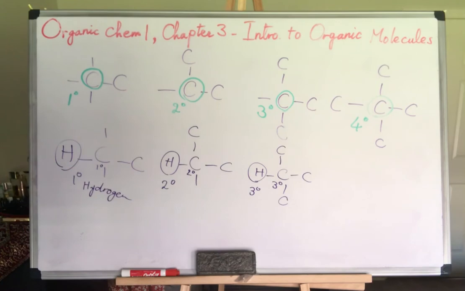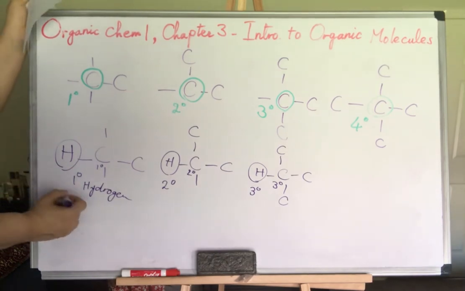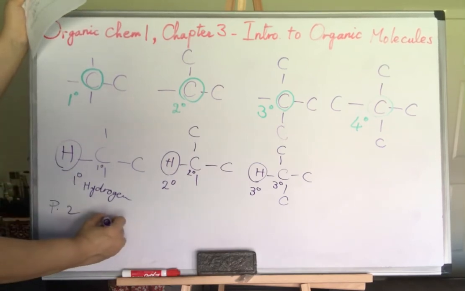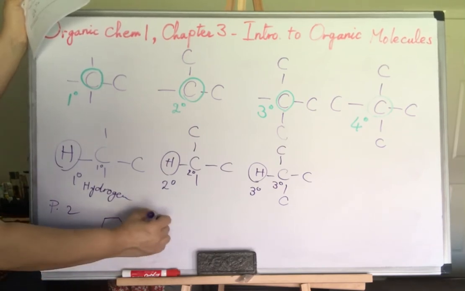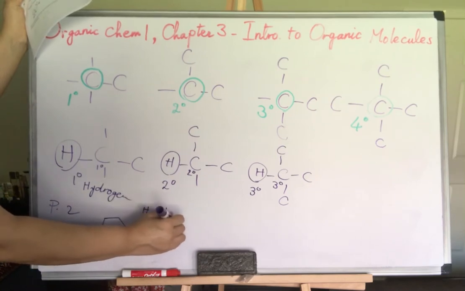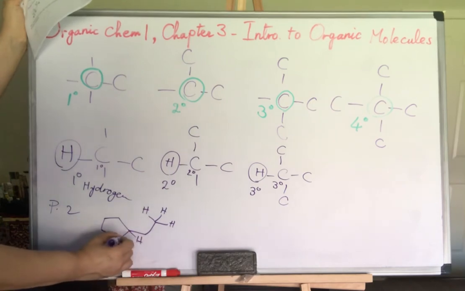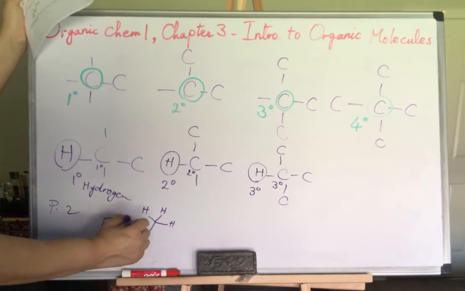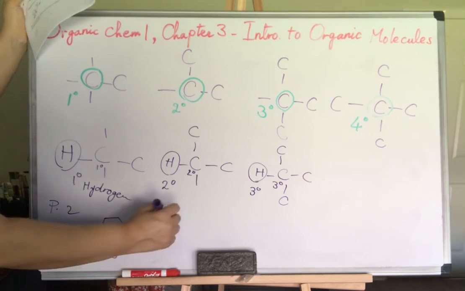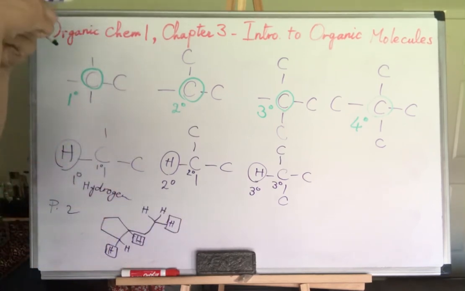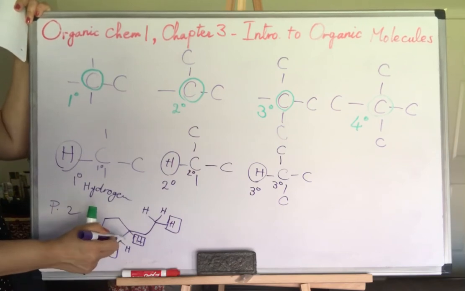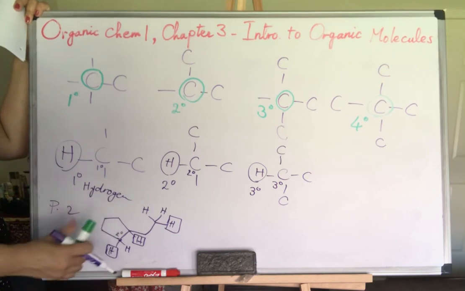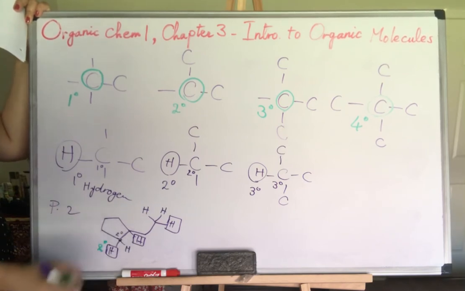I hope it's clear. Now, if you want to classify each hydrogen on page 2, on this big compound, we're supposed to determine the type of these hydrogens that are labeled. So let's determine the type of carbon they're attached to. This hydrogen is attached to this carbon, and the carbon is attached to 2 more carbons. So this is a secondary carbon, so the hydrogen will be a secondary hydrogen.